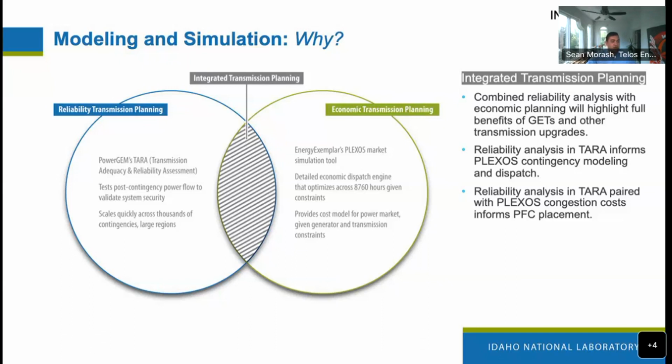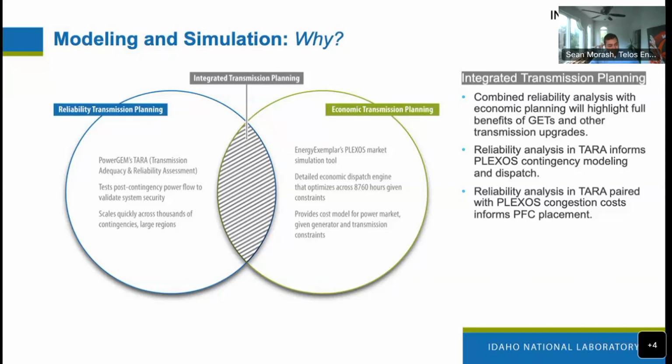So we were really excited about this opportunity to pair the PLEXOS market simulation tool with a reliability planning tool called TARA that allows us to analyze AC power flows in post-contingencies. I should be clear here, I wanted to say up front that the work we're going to be presenting throughout this wouldn't be possible without the help of the rest of the team at Telos, including Leonard and Andrew. And so I'm really proud of the work that they did and that we pulled together on this.